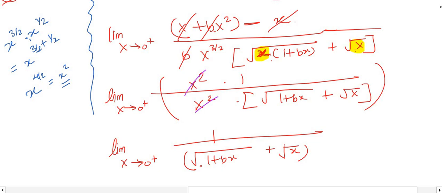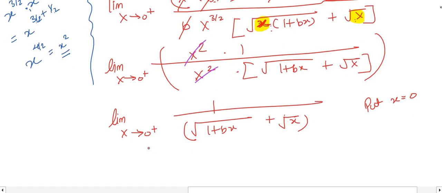Now it's in algebraic expression. Let me just try to put x is equal to 0, whether we will get answer or not. Let's see. So x is equal to 0, 1 by, what I am getting is root of 1 plus 0, because x is 0, this part, and this is 0.